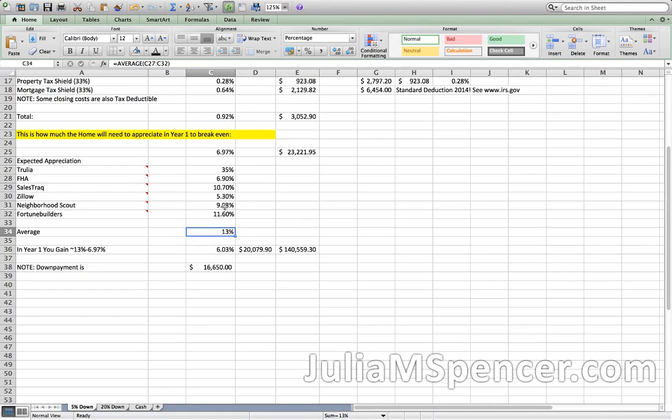So this is where your biggest gray area is. In this option of 5% down, your down payment would be $16,500 roughly.